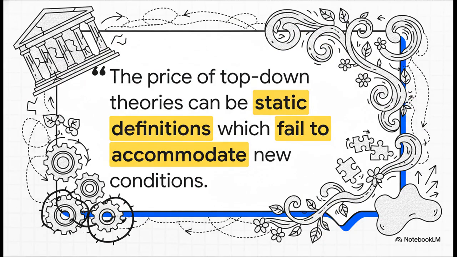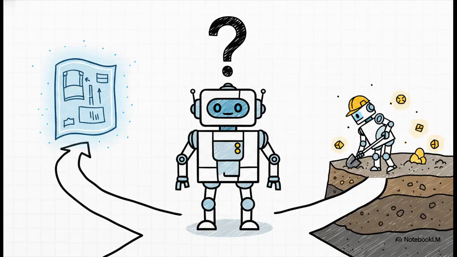But here's the catch with being a pure architect. As the research points out, the price of these top-down theories can be static definitions which fail to accommodate new conditions. The world is just too complex, and it's always changing. A rigid rulebook can get outdated or even become harmful in a heartbeat. And the pattern just keeps going.